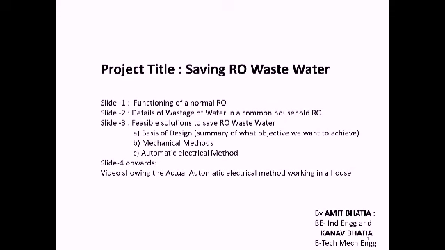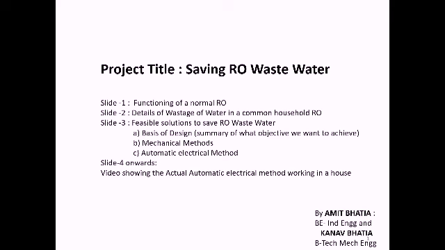I'm Amit Bhatia, B Industrial Engineering, and along with Kanav Bhatia, we together have prepared the slides for the project titled Saving RO Wastewater. I would now be taking you through these slides.